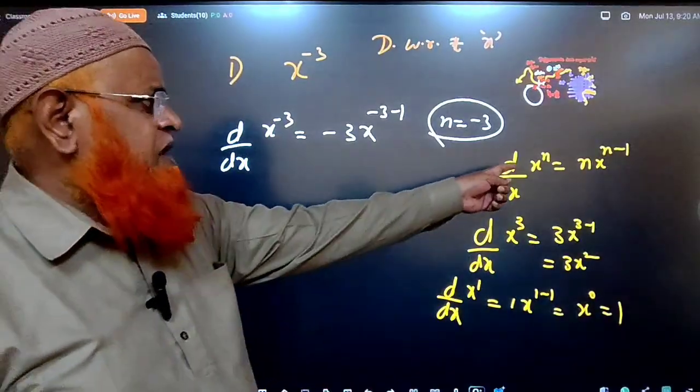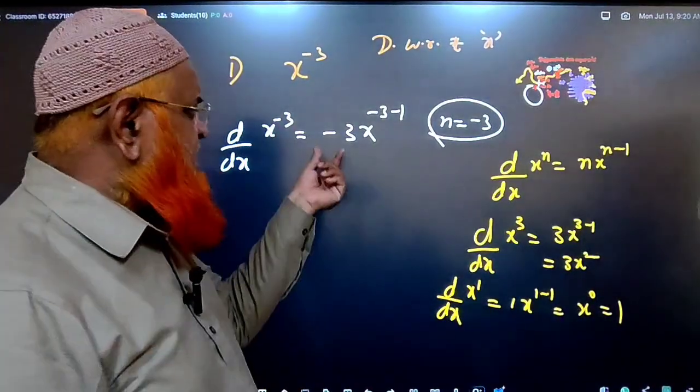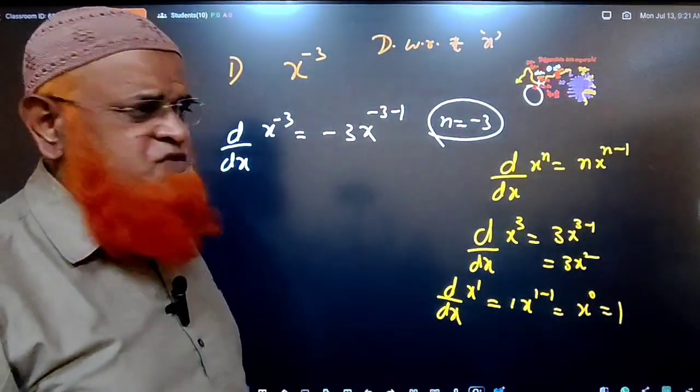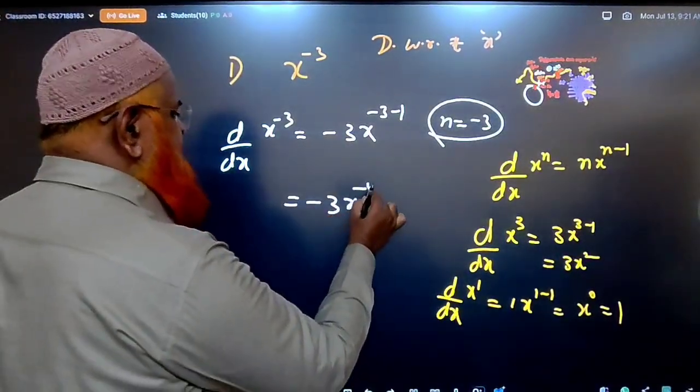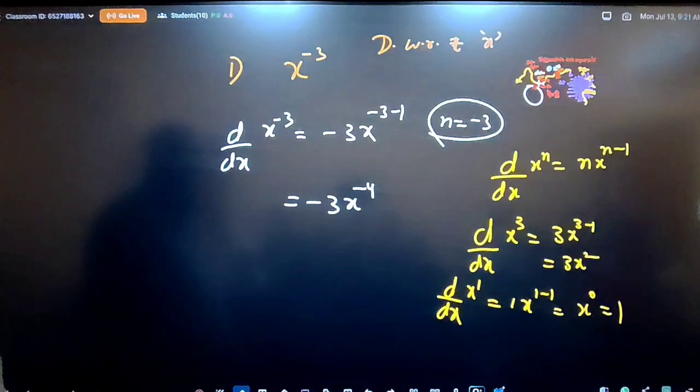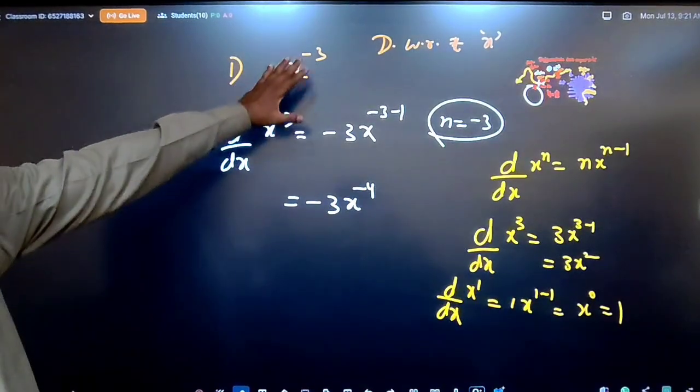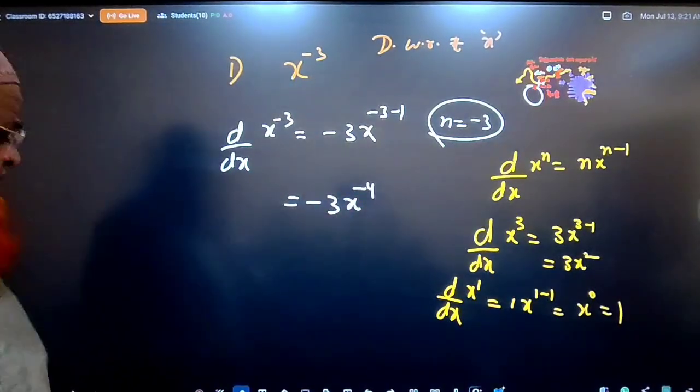In the place of n in x power n, minus 3 is present, so we write minus 3 into x power of minus 3 minus 1, which is going to be how much? This is going to be minus 3 x power of minus 4. Understood? So differentiation of x power minus 3 is minus 3 x power of minus 4.